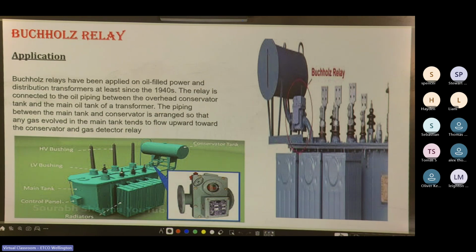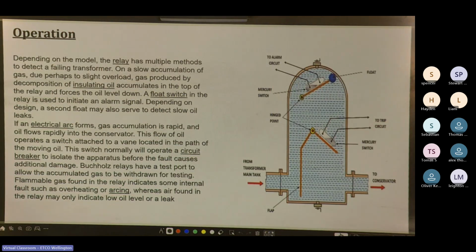1940s. The relay is connected to the oil piping between the overhead conservator tank and the main oil tank of a transformer. The piping between the main tank and conservator tank is arranged so that any gas involved in the main tank tends to flow upward towards the conservator and gas detector relay. Cool, so that's a cutaway of it there.